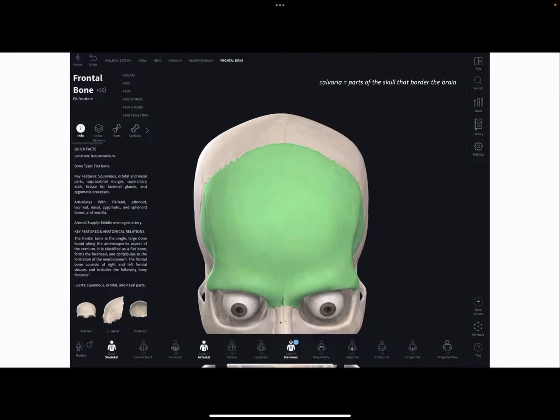All right, so let's get in. Here's the brain. Let's do it. I made a bunch of dumb videos, so we're going to have to suffer through them. Okay, so the calvaria are the parts of the skull that border the brain, and that's where the cortex of the brain is named after. So here we're looking at the frontal bone covering the frontal cortex, and then you'd have the parietal bone covering the parietal cortex, etc. Those are calvaria.